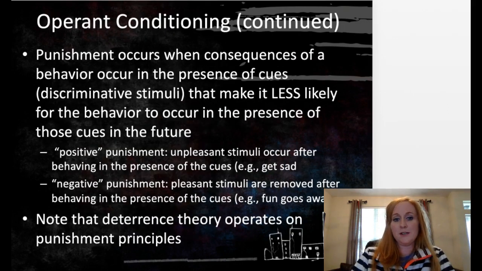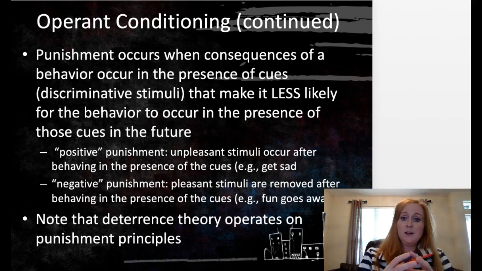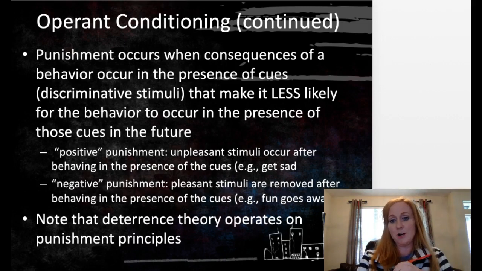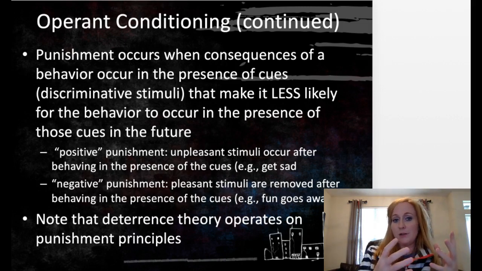So a little bit more on operant conditioning. The punishment occurs when consequences of a behavior in the presence of cues or those stimuli make it less likely for the behavior to occur in the presence of those cues in the future. So let's say at the party, we saw a lot of people smoking pot. And we hadn't really had much experience with it before, and so it looked acceptable and exciting, and so we thought we'd try it. So we smoke pot, we get a little high, we feel really good, we get some free pot, all that kind of stuff going on.